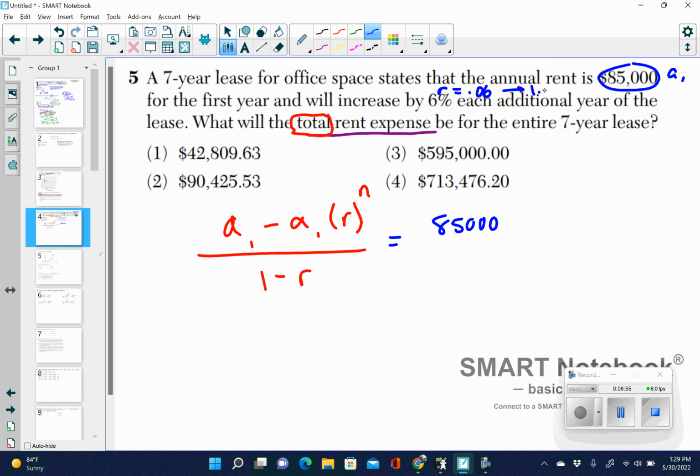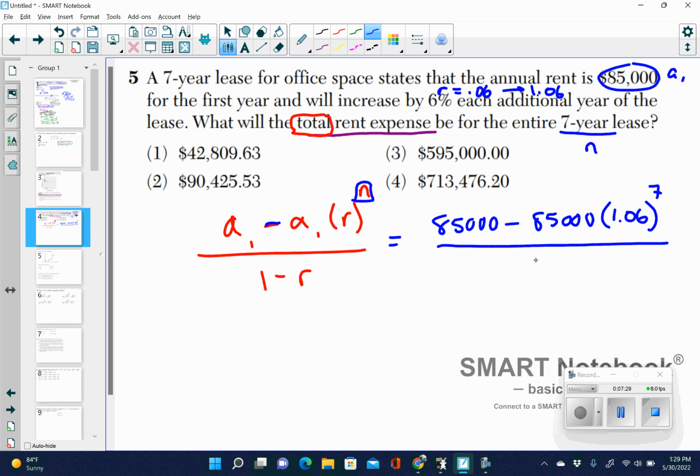So that's going to go to $1.06. And then it's going to be for the entire 7 year lease, so this is going to be our N. Okay. So 85,000 minus, so I'm going to put the minus sign. We're going to put the A1 again, so that's 85,000 again. Our R is 0.06 plus a dollar because it's increasing by that amount. So that's 1.06. And we're going to raise this to the seventh power because that's our N, divided by 1 minus our rate, which is 1.06.